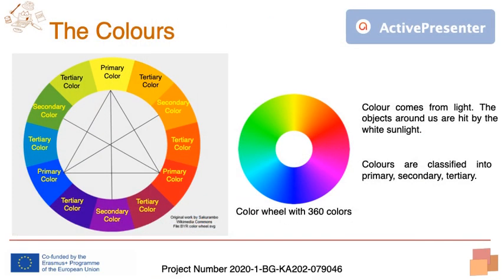To understand color photography, it is first necessary to define what color is. Color comes from light. The objects around us are hit by the white sunlight. Part of this light is absorbed by the object, while a part is reflected. The wavelength of the reflection determines the color of the object we are observing.